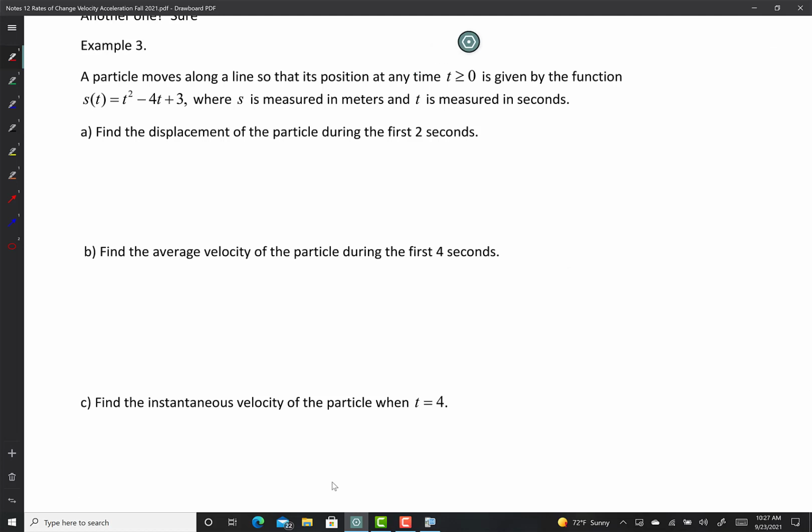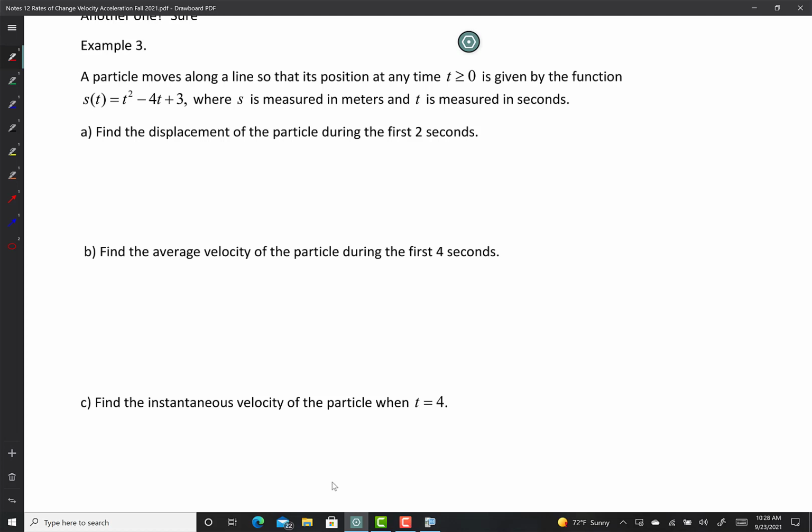Let's see. A particle moves along a line so that its position at any time t greater than or equal to 0 is given by the function t squared minus 4t plus 3, where s is measured in meters and t is measured in seconds. Okay, so this time it's not free fall. It's just moving by this function here. Find the displacement of the particle during the first 2 seconds.